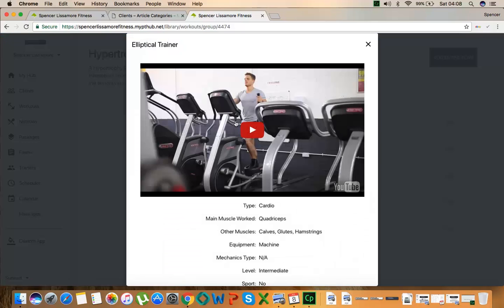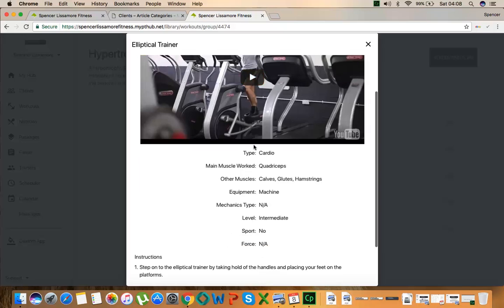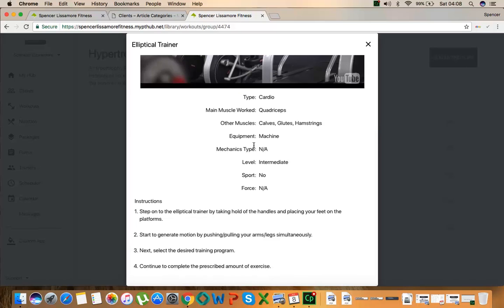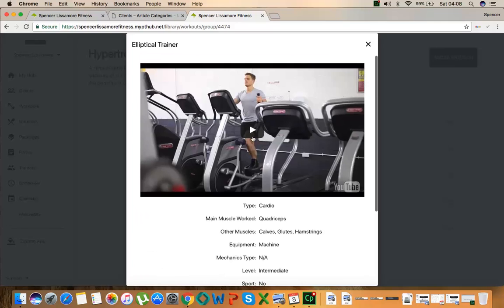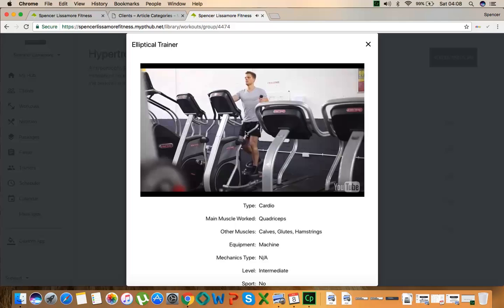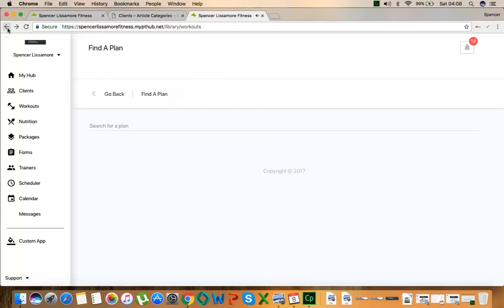So any exercises you're unsure of, we have an explanation there just quickly of what muscle groups are going to be worked, the equipment, the level of which is required, instructions on how to use it, with just a quick 5-second video, as you can see, of what needs to be done.